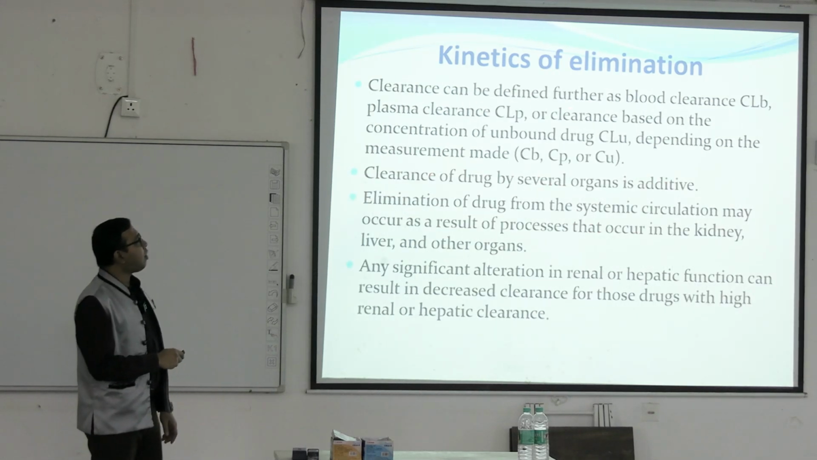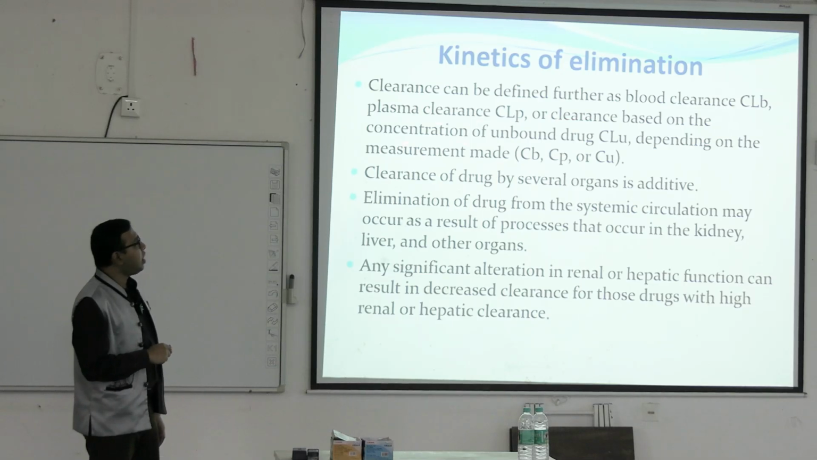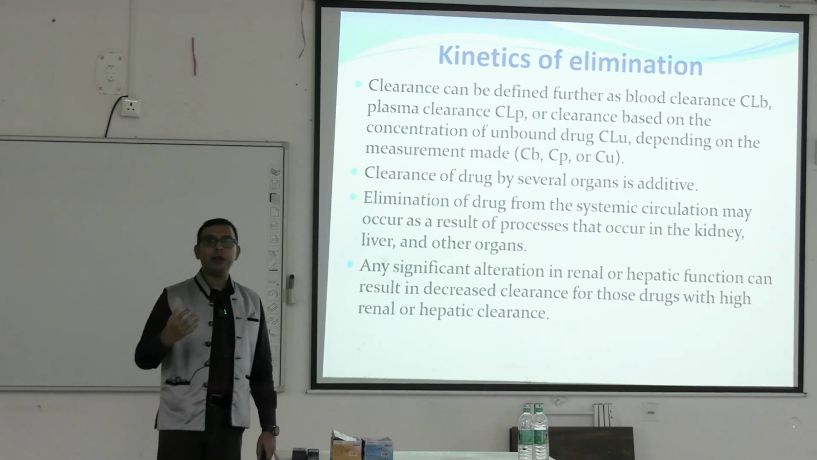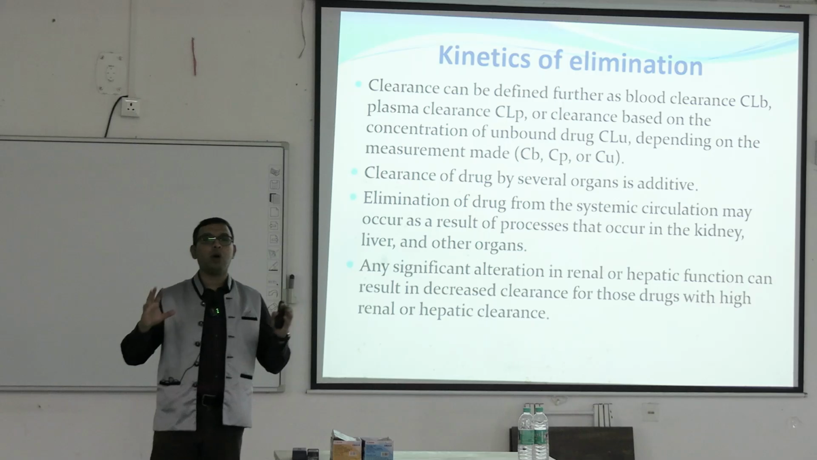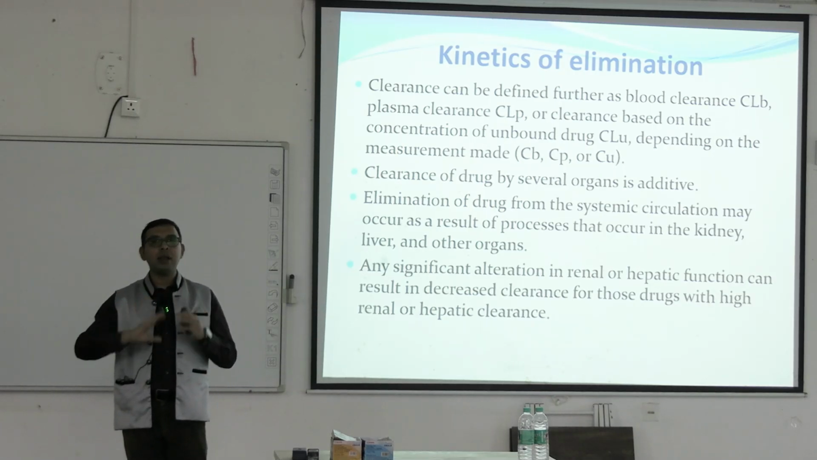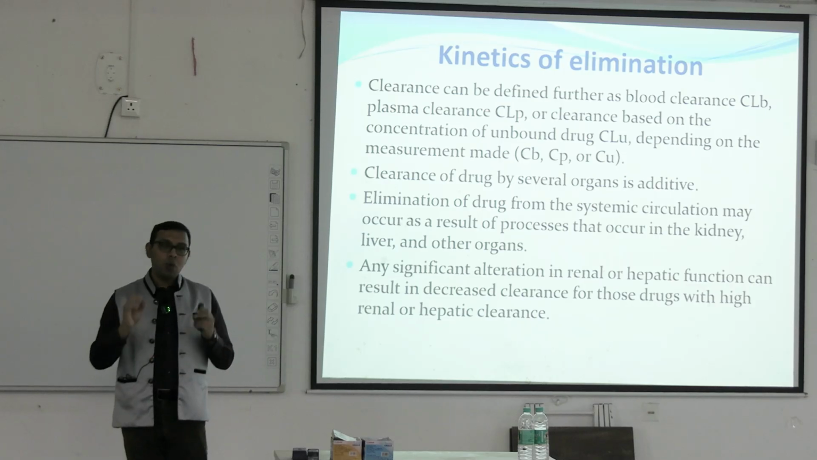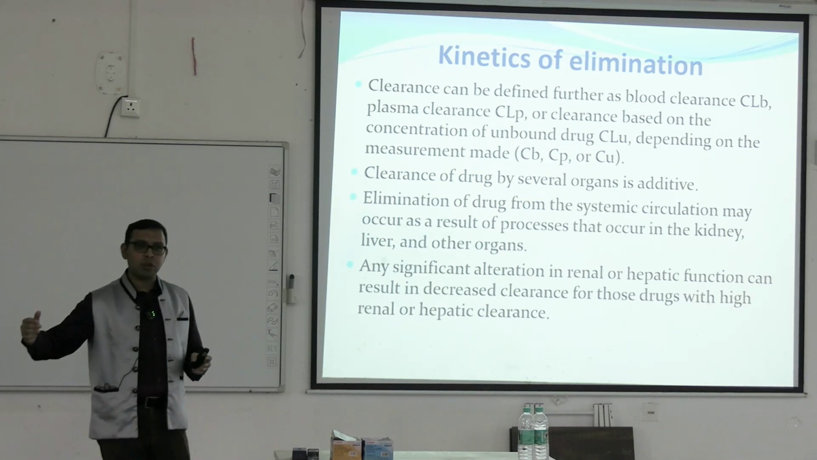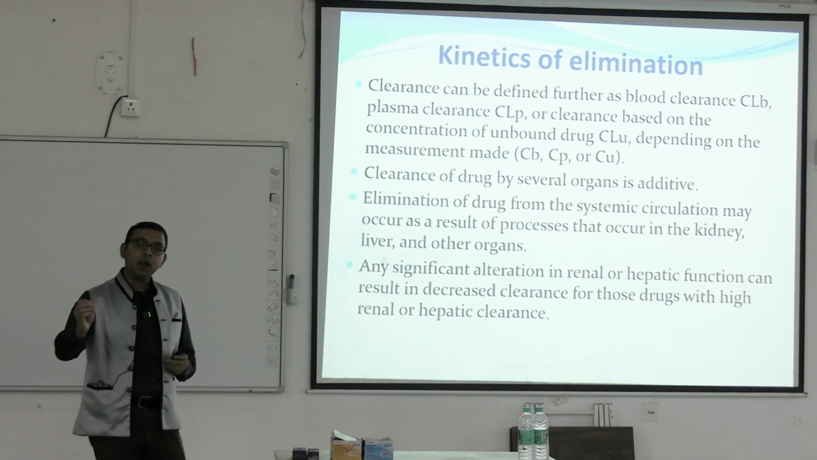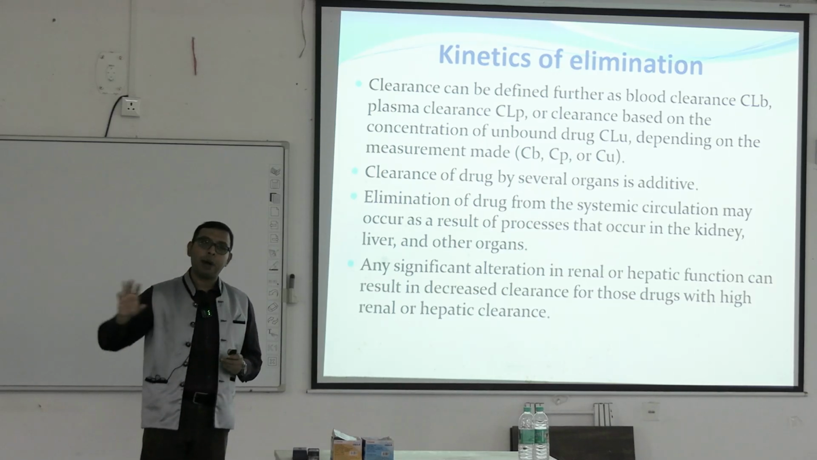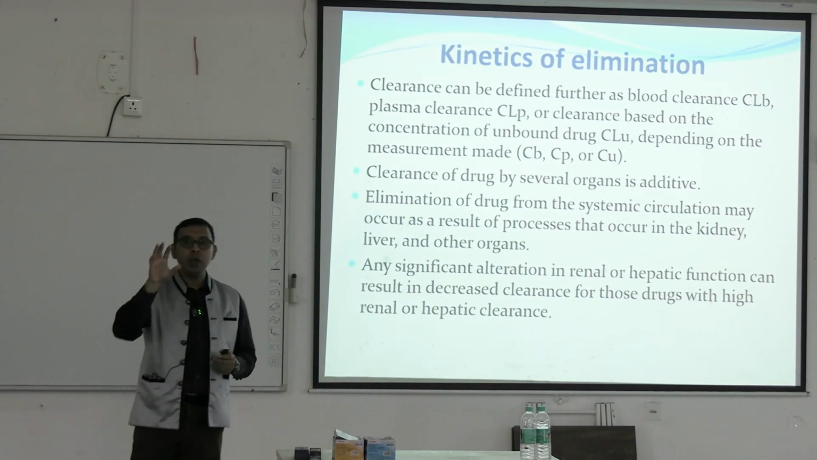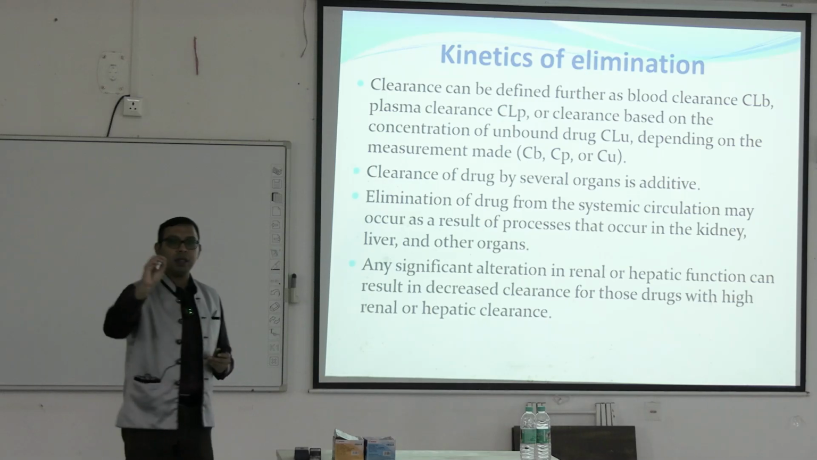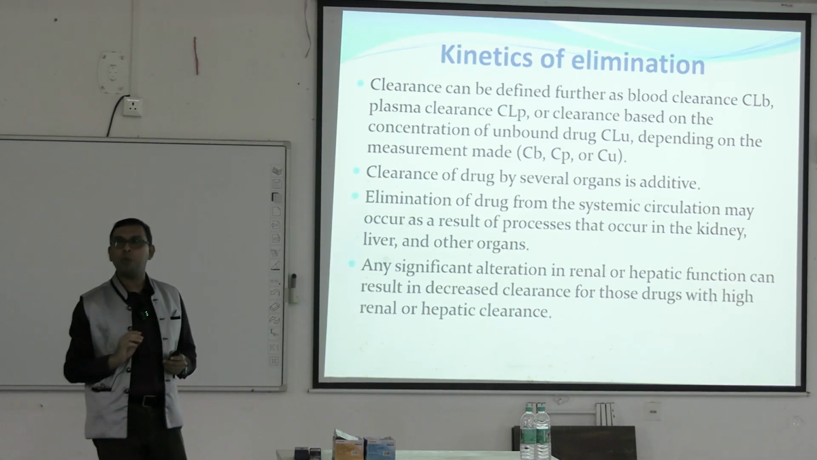So clearance can be further defined as blood clearance, plasma clearance, clearance based on concentration of unbound drug, etc. In different compartments, usually we assume that it is a one compartment model. That is, the drug enters and is ultimately metabolized and excreted through one type of system. But normally the drug is metabolized by different types of systems and eliminated by different types of systems, so it is a multi-compartment model. Accordingly, we can assume the clearance for the other compartments also. But for our convenience, we usually assume a one compartment model of our body and assume that this is the clearance of the drug, this is the half-life of the drug, this is the bioavailability of the drug, this is the volume of distribution of the drug.